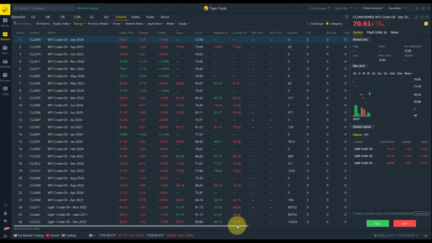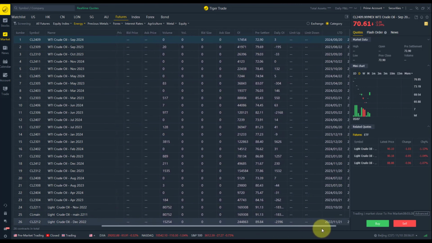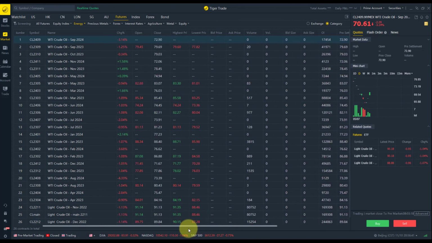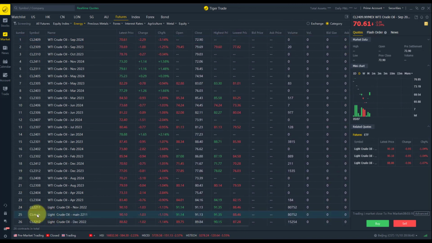And if we just scroll across as well, you can find other data like open interest as well. You can see all the open interest is in these contracts here, and like I say, it provides you a lot of information. So let's just click into the main one.